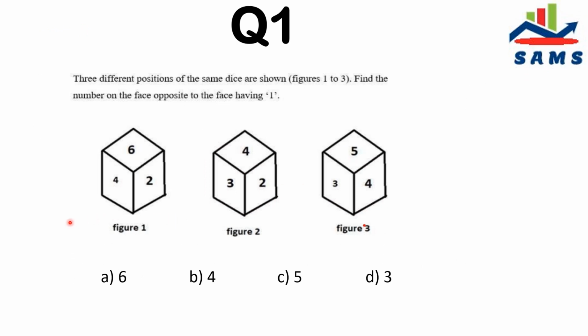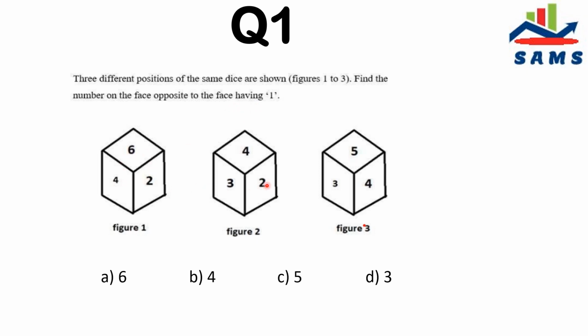Now let us attempt some questions on this. Remember, these are all previous year questions from the SSC exam that I have picked up for you. 3 different positions of the same dice are shown. So we had one dice and we rolled it 3 times to get 3 different positions. You have to find the number on the face opposite to the face having 1.